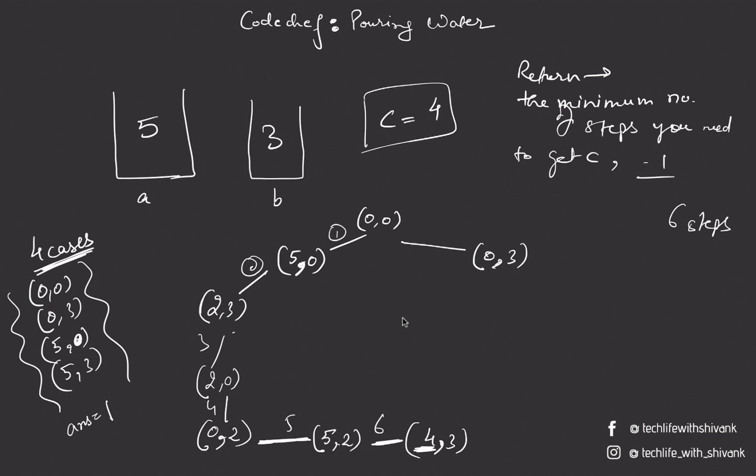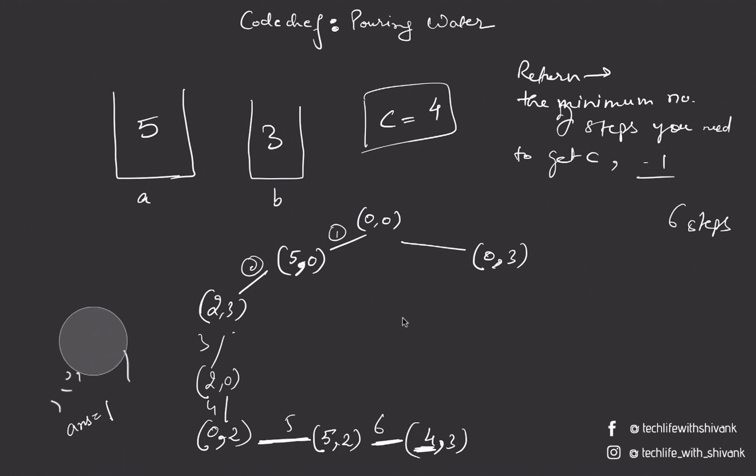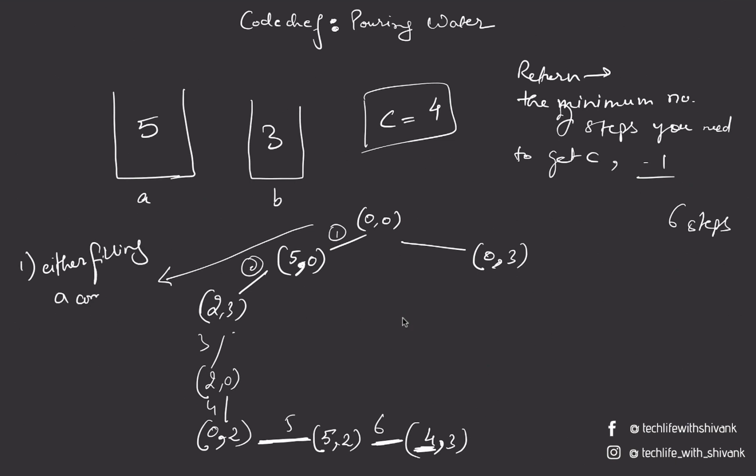Now let's see the other route. So we can notice that in this route, all the valid possible states are the ones where we are either filling A completely, or we are transferring from A to B, or we are emptying B.